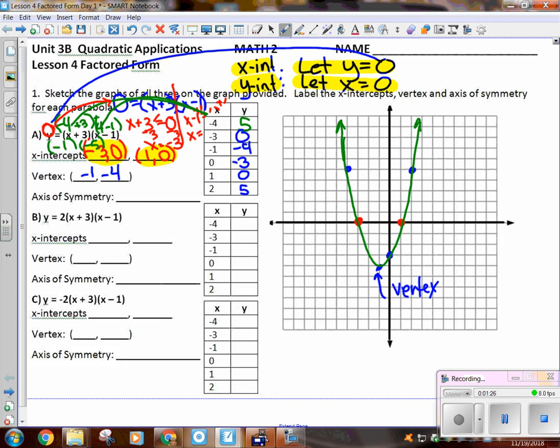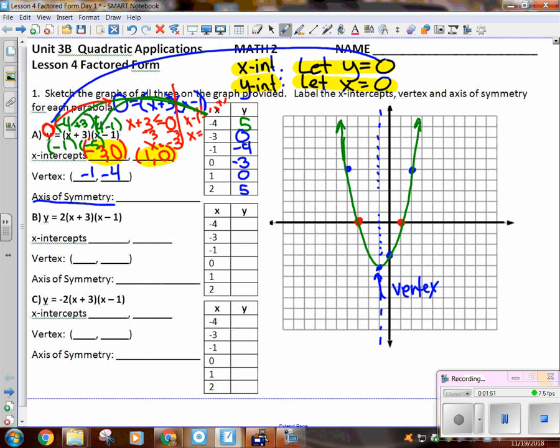Next thing it's asking me for is the axis of symmetry. There is definite symmetry across this graph. The left-hand side looks exactly like the right-hand side, so if I could imagine folding my paper, where would we draw the line that I would fold across? I would draw it right here at -1. Okay, so I'm drawing in this line right through here.